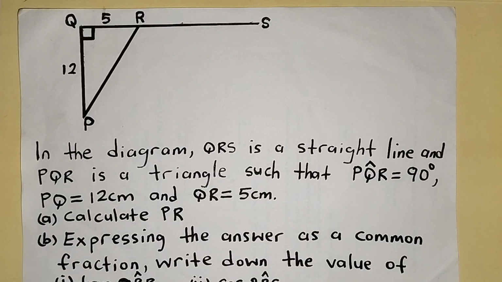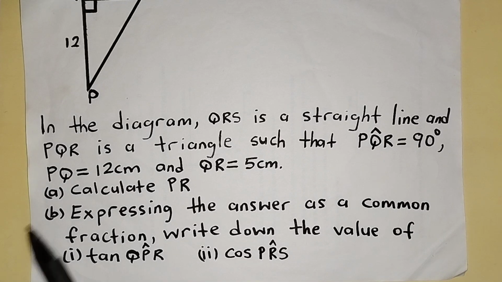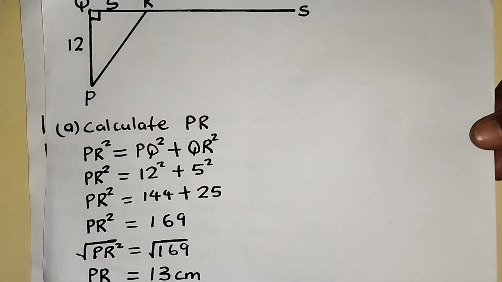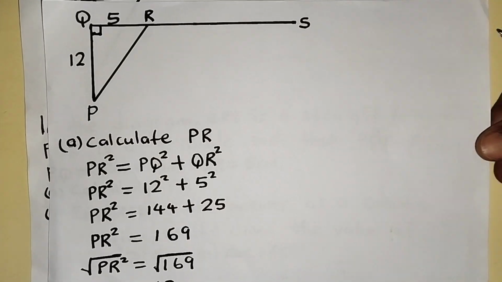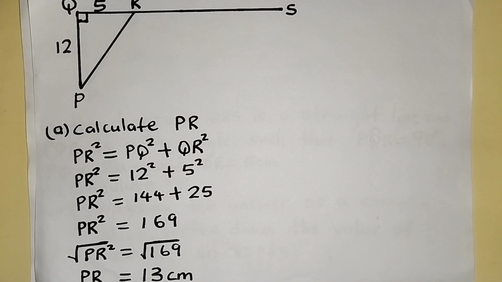And the second part of the question, part B, says, expressing the answer as a common fraction, write down the value of B part 1, tan QPR, and B part 2, cos PRS. Okay. So let us first start with the first question, in which we are going to use Pythagoras Theorem. Okay.